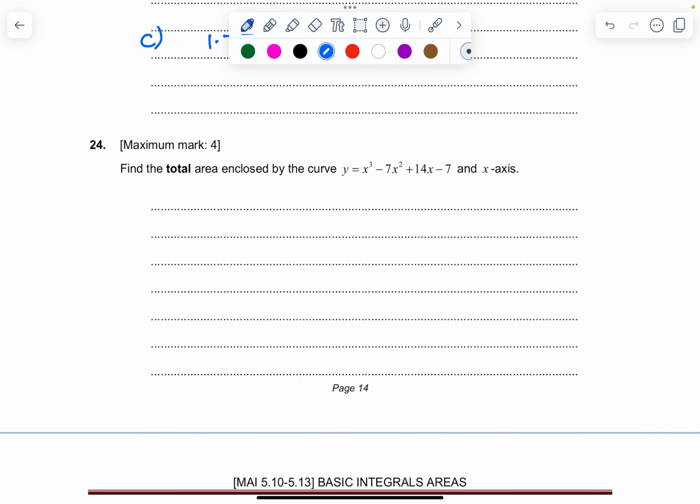Question number 24. Find the total area enclosed between this curve and the x-axis. So what am I going to do? I'm going to plot this one. What was that? x to the power of 3 minus 7x square plus 14x minus 7. When I plot this one, I get a graph approximately like this. Then I find the points of intersection.